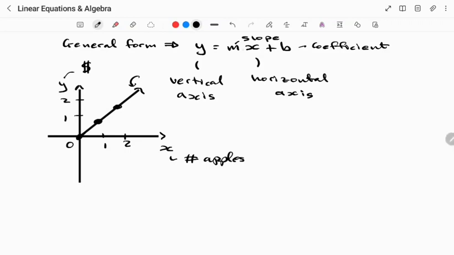M is the slope of the line. It tells you how steep your line is. And your line could be going upwards, or in some cases, it could also be going downwards. It just depends on the situation and the question you're given. Now, let me clear this out and give you some examples.